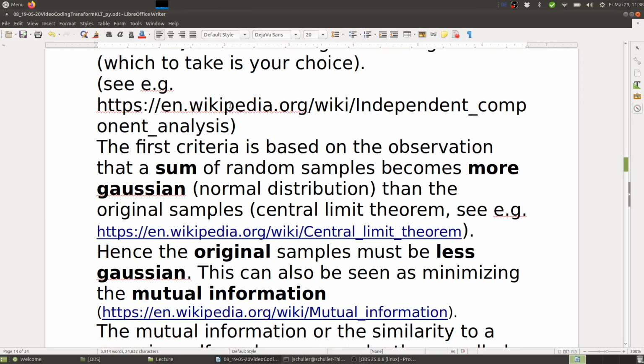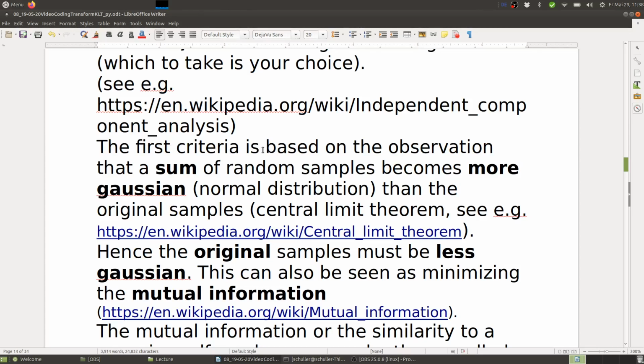Right. So here you can also read more in this link about independent component analysis. So yeah, this is where we have a little bit more information theory in it. So if you are familiar with information theory, that's easy. If not, this might be incentive to look into information theory.